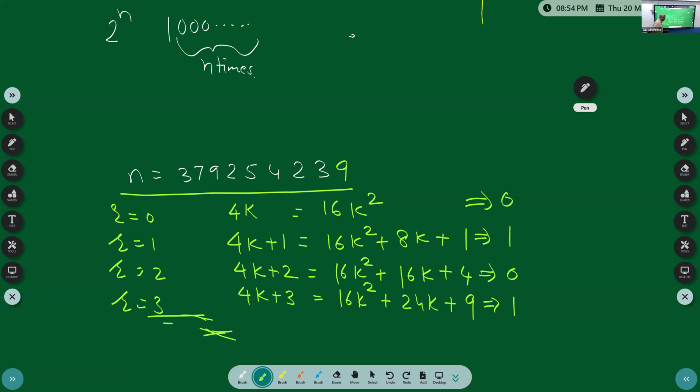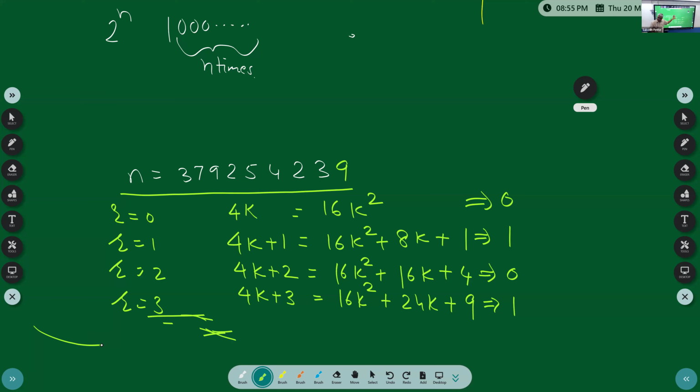The given number leaves remainder 3 when divided by 4. So this is a negative test. This number is not a perfect square. If this was 8, then we don't know the answer, because it will leave remainder 2.